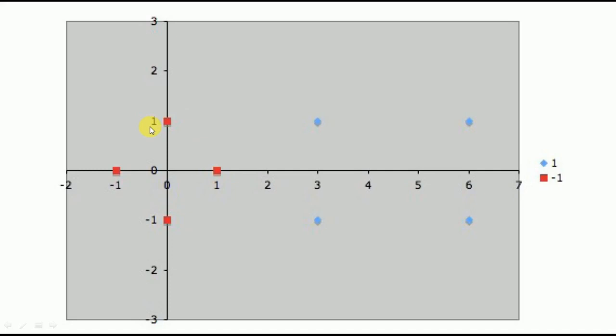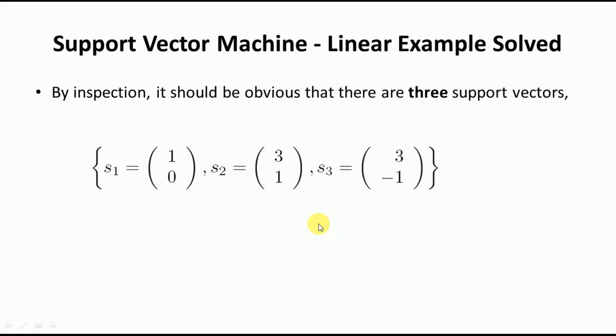Now once you plot these data points, next we need to identify the nearest data points on either side. If you look at this data point, this is the one data point nearest from the negatively labeled data points, and these two are from the positively labeled data points. This one is (1, 0), we will label it as S1, this one is S2, that is (3, 1), and this is S3, (3, -1). So S1 is equal to (1, 0), S2 is equal to (3, 1), and S3 is equal to (3, -1). This is the next step we need to perform.